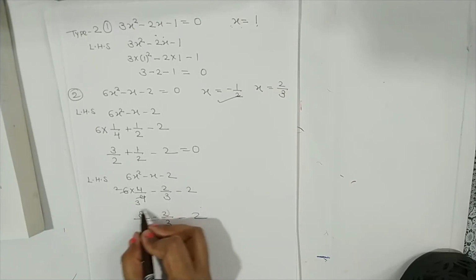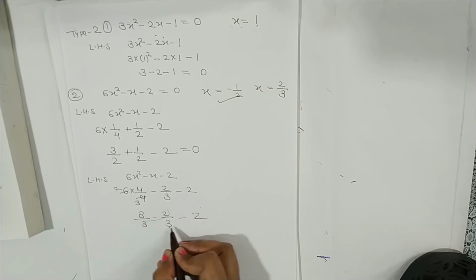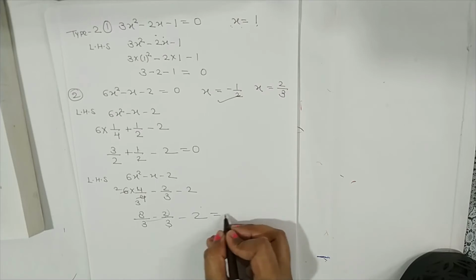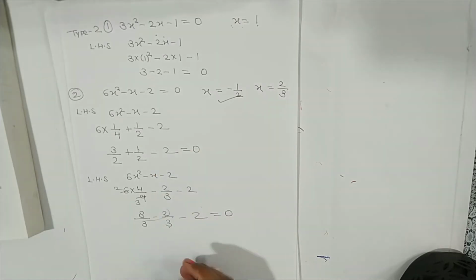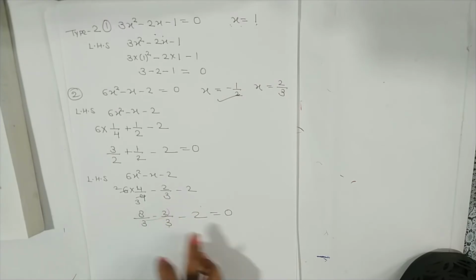So you can see that 8 minus 2 will be 6. 6 upon 3, that is 2. 2 minus 2 is equal to 0. So left hand side is equal to right hand side. It means it is also a solution of the given equation.